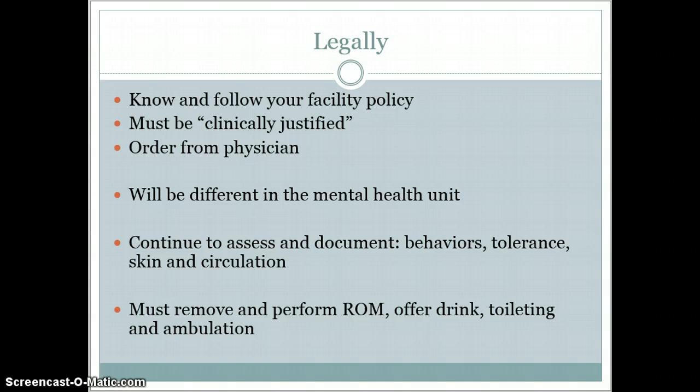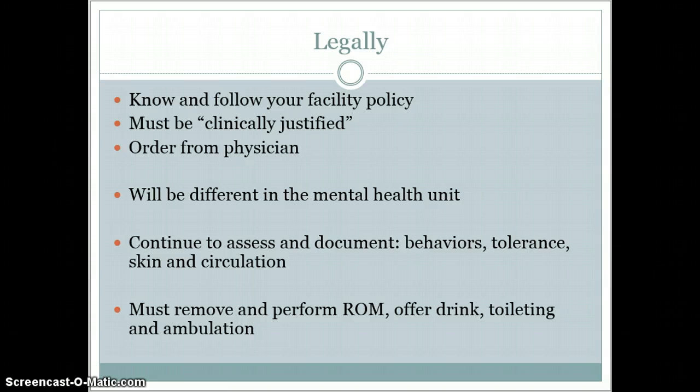order from the physician. When you get into your mental health classes, we will be talking about how this will be different on the mental health unit. We actually even have a simulation lab that works on restraints because it's very different sometimes in the mental health unit. Again, you're going to continue to assess and document what their behaviors are. How are they tolerating being in a restraint if you do have to use it?